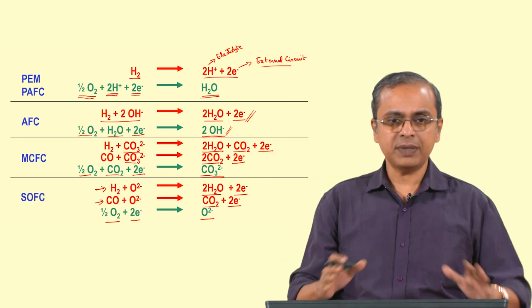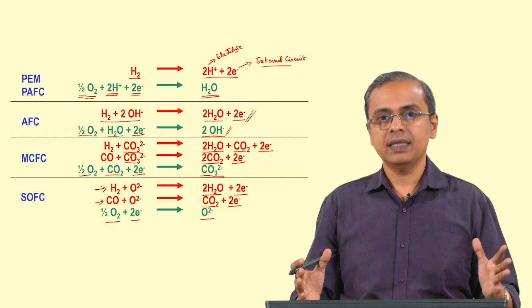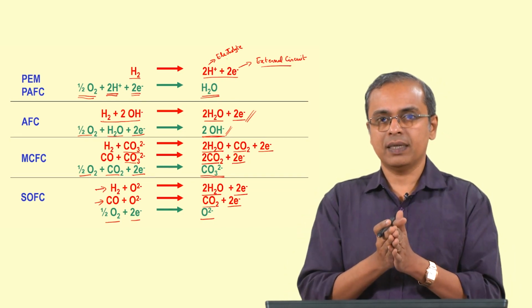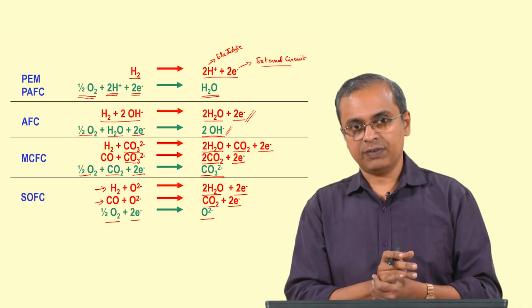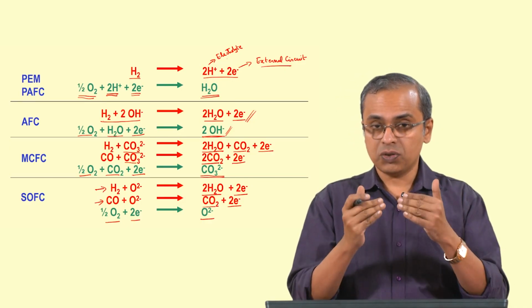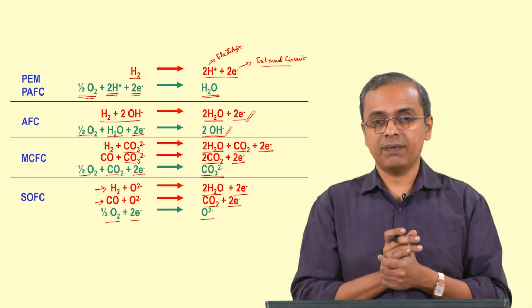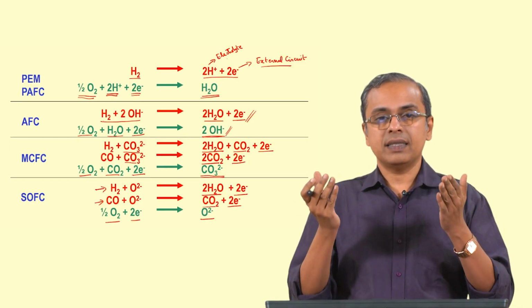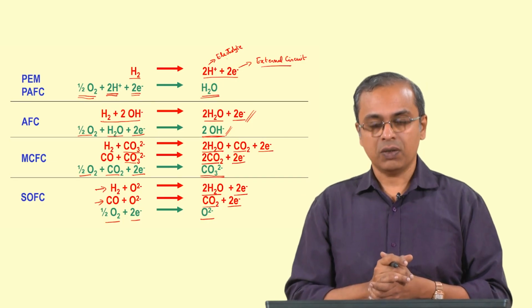So some things are common about all of these reactions and some things are slightly different because of the nature of the ion being used and which direction it travels. And as a result of the choice of the electrolyte, which also impacts which ion is travelling and which direction it is travelling, the temperature of operation of these fuel cells also changes.